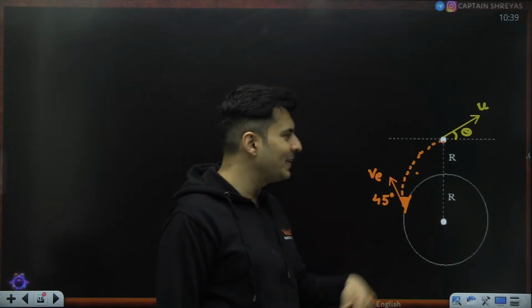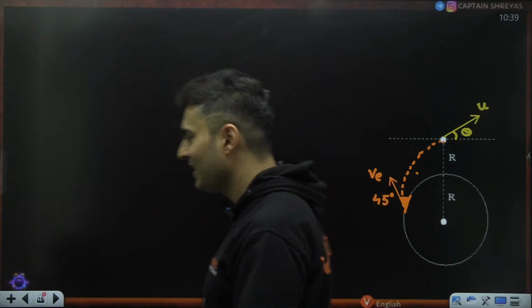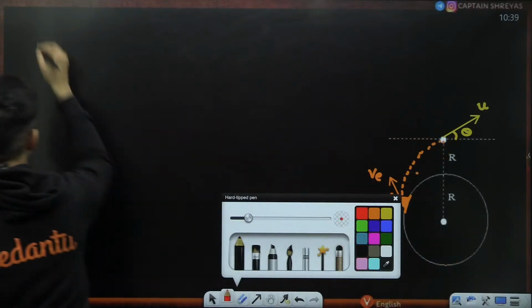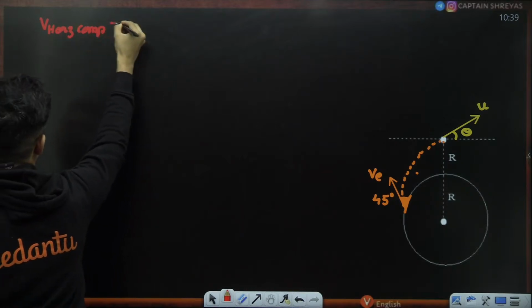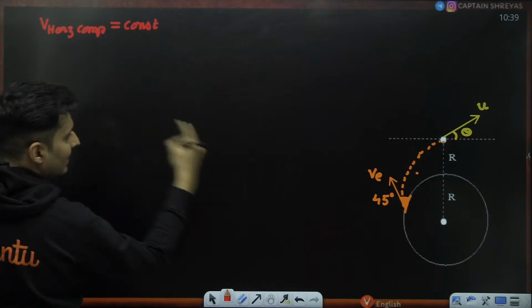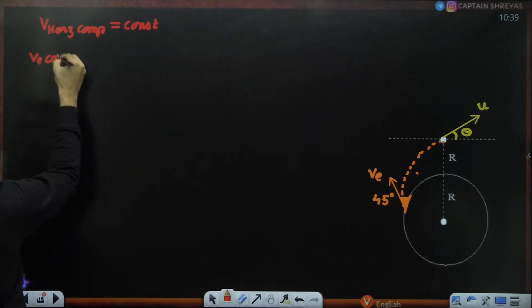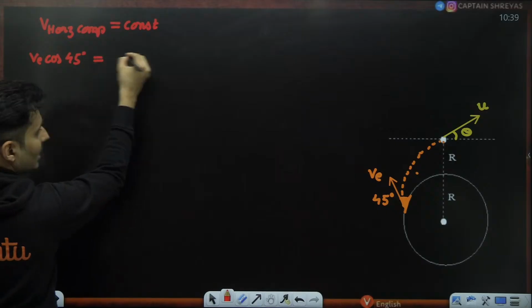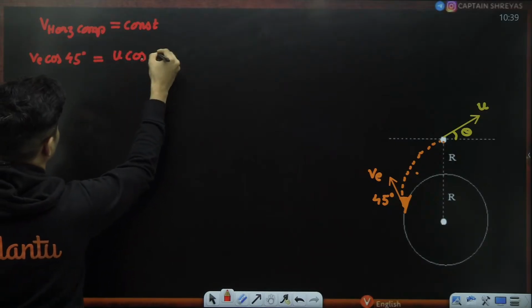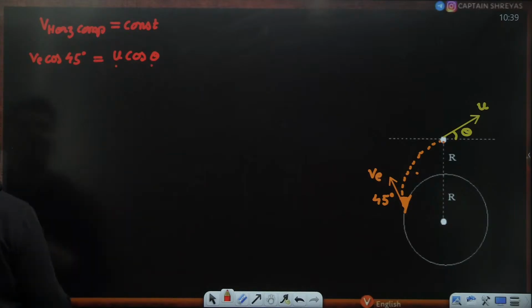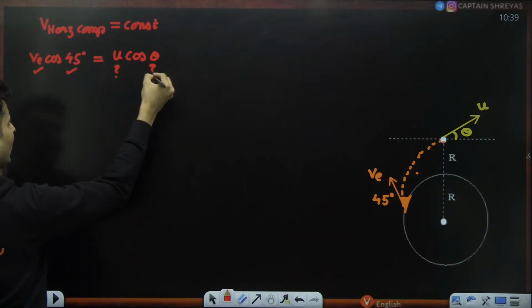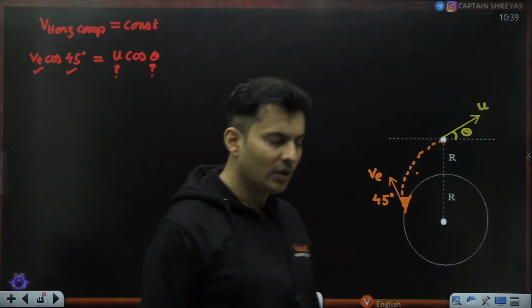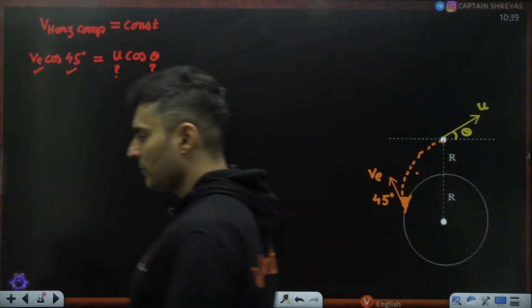Is it like the horizontal speed is constant? A lot of people have told me this. Sir, the horizontal speed will be constant. Is this true or false? Come on, guys. The horizontal component of the velocity will be constant. If that is the case, then escape velocity cos 45 should be equal to u cos theta. If I find u, I can find theta. V is known, cos 45 is known. Only question is what is u, so that I can find theta. Is this equation correct or wrong? Quickly tell me in the chat box.